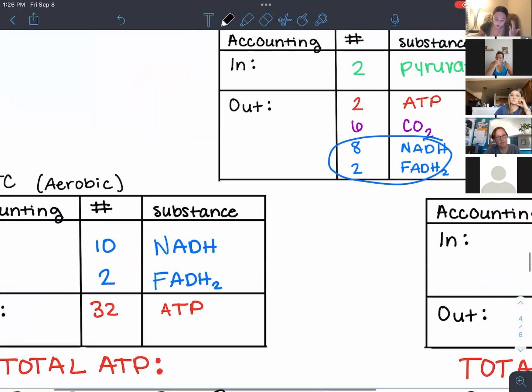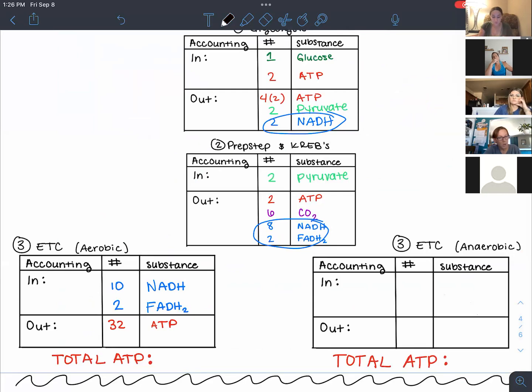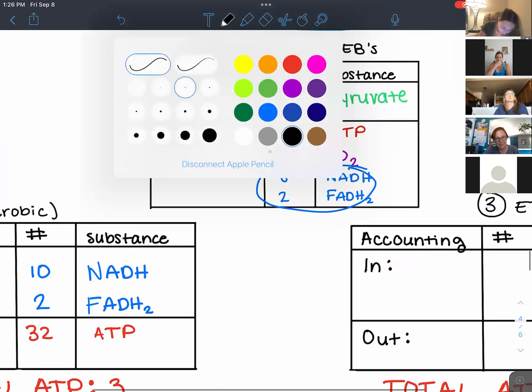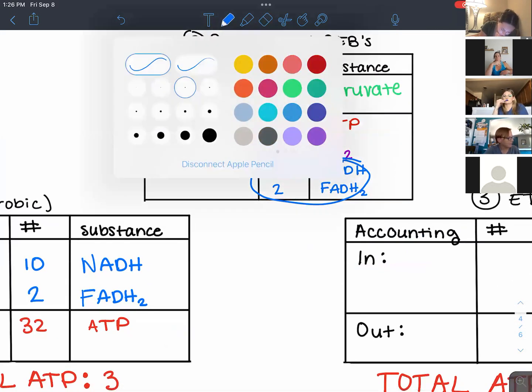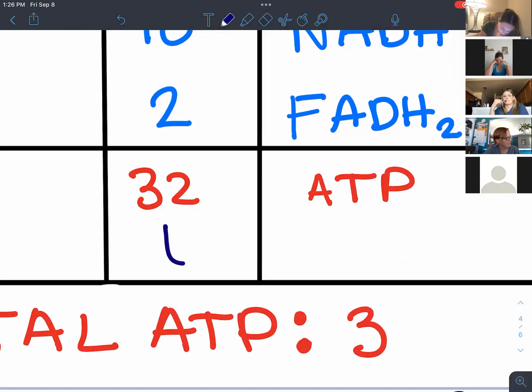So out of this whole process, roughly, just what we're looking at here, how many ATP did we make in aerobic respiration? 34, 32, 34. Yes. And water. Yes, water is the other one that I didn't put on there. I think it's 6 H2O that they make. Yes, it is. So we'll put that on there.